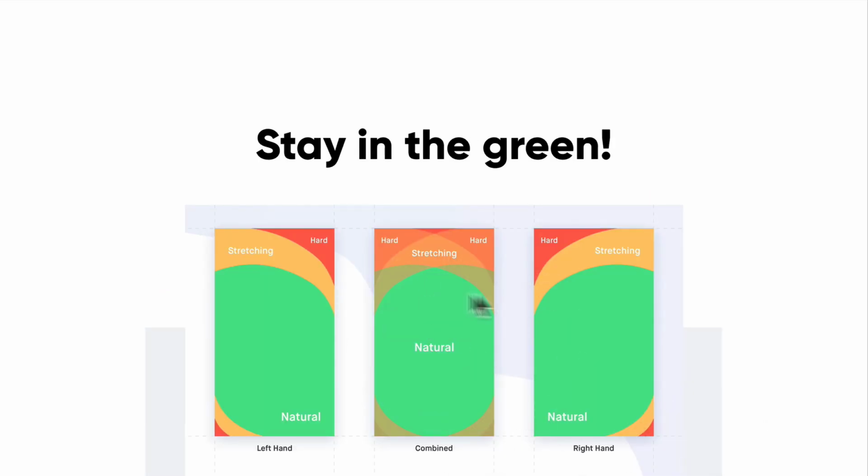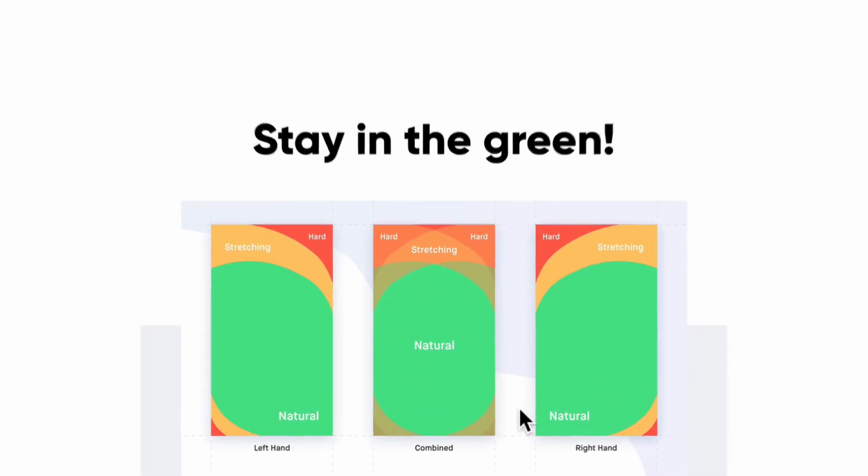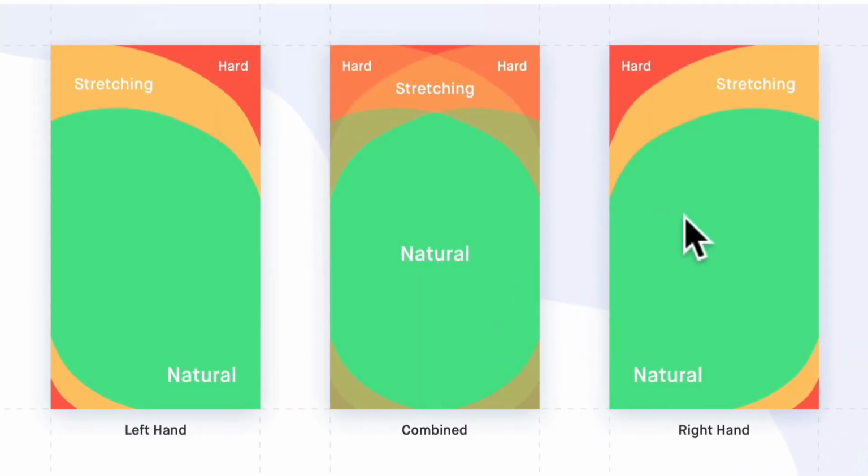And sure, a lot of people have already seen these screens before. There are a bunch of different variations of them. This is just essentially reminding us that there are thumb zones and we should do our best to keep our primary actions in the green. We don't want to have them up here. If this is your left hand, this is what it would look like. If this is combined, you have much more reach if you're using two hands.